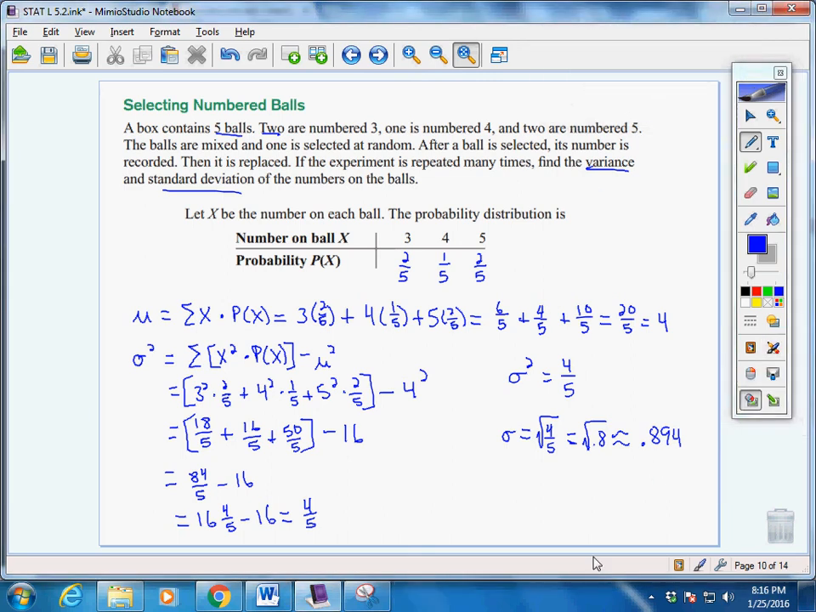I believe I misspoke, I apologize. If it is a normal distribution, 68% of the data is going to lie within 1 standard deviation of the mean. If it's not a normal distribution, we have Chebyshev's formula, which tells us that 75% of the data will lie within 2 standard deviations of the mean. And we'll see how that can be used more in the next example.